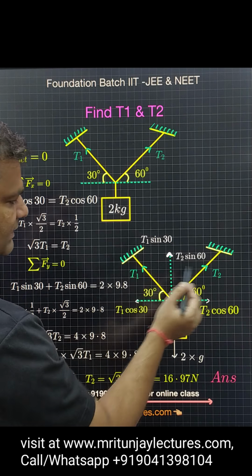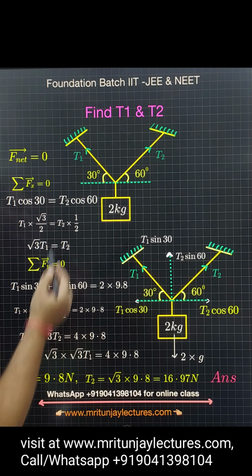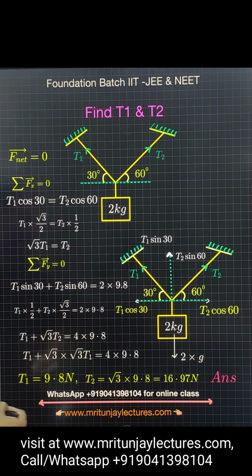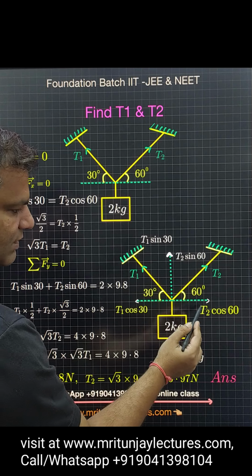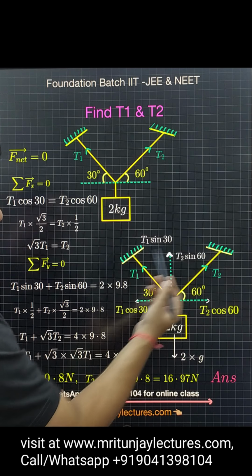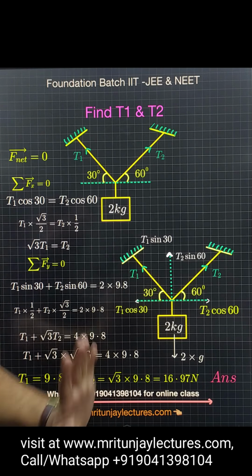Now here T1 and here T2. Component of T1 along the x-axis, how much? T1 cos 30 degree, and here T1 sin 30 degree. Same thing here for T2. Component of T2 along the x-axis is T2 cos 60 degree, and T2 sin 60 degree. Here is the x-axis, here is the y-axis.